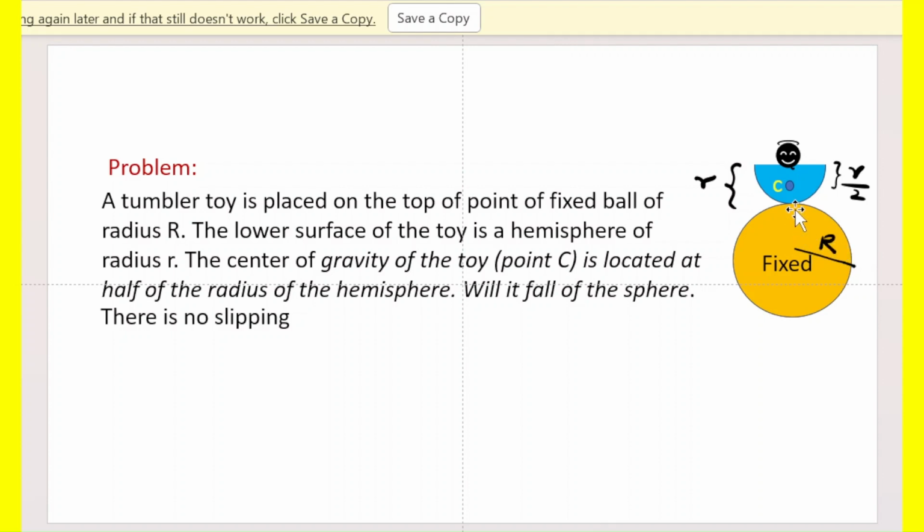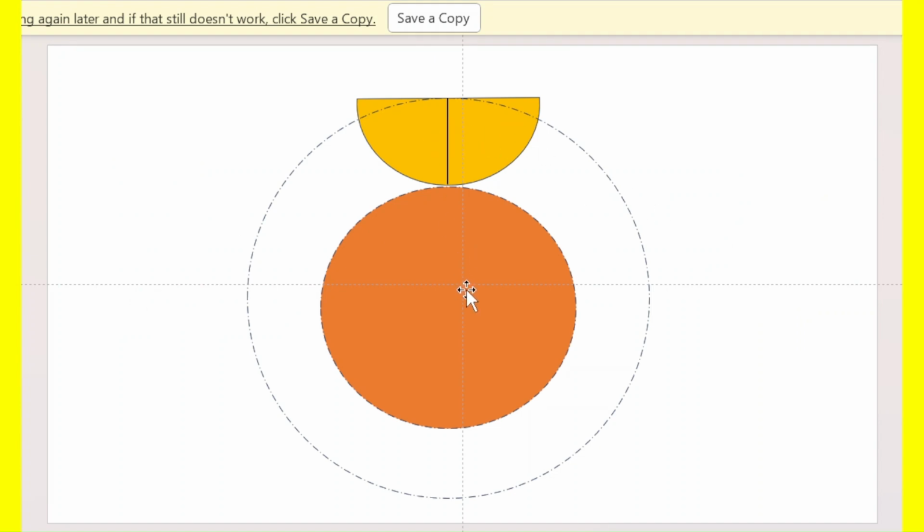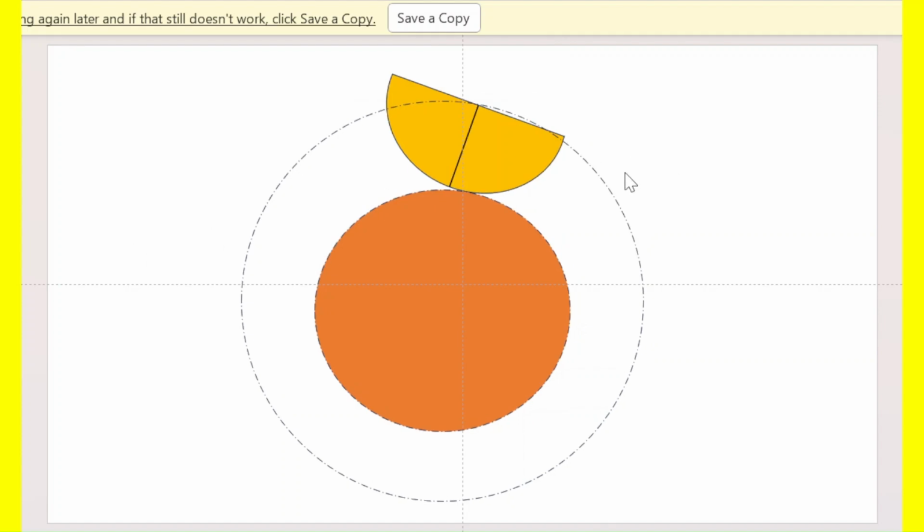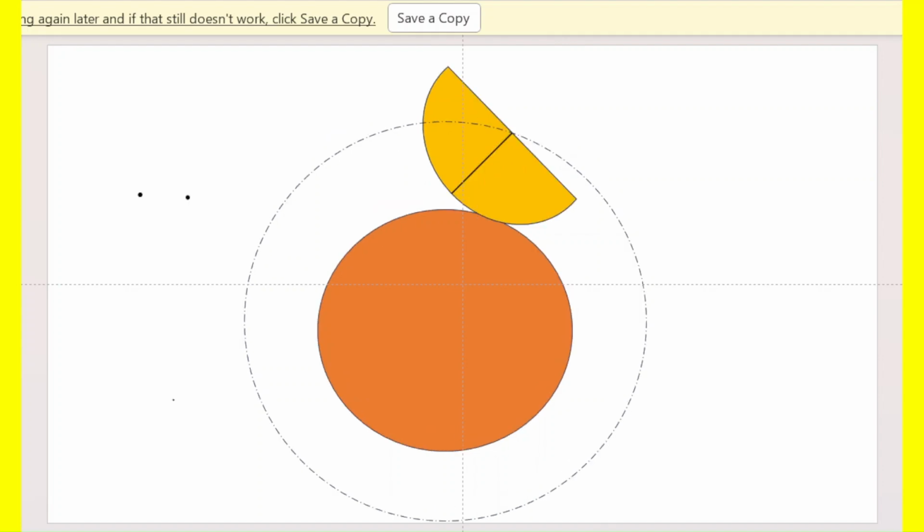What is the question? When this hemisphere is kept on the top of the fixed sphere, will it fall or not? That we have to decide. This is the initial condition. After some time it rolls like this. After some time further it rolls.